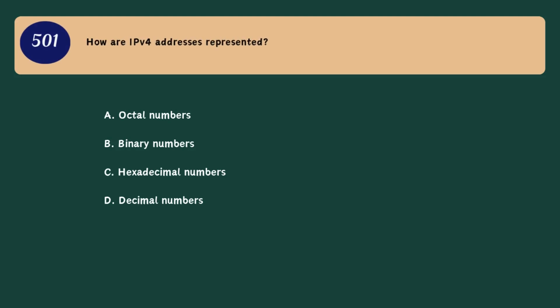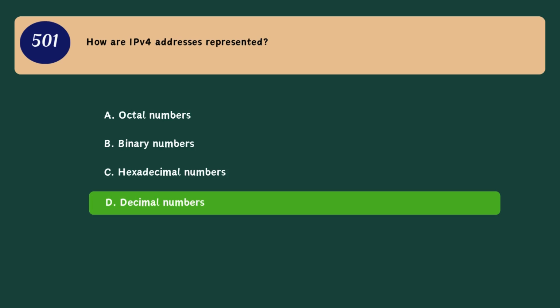Question 501. How are IPv4 addresses represented? A. Octal numbers. B. Binary numbers. C. Hexadecimal numbers. D. Decimal numbers. Correct answer. D. Decimal numbers.